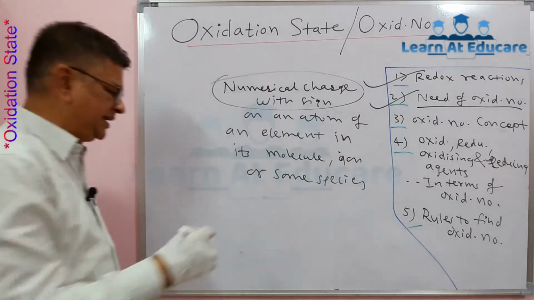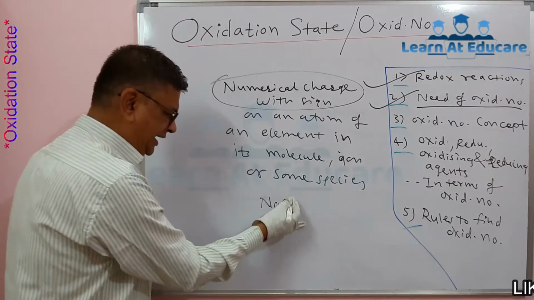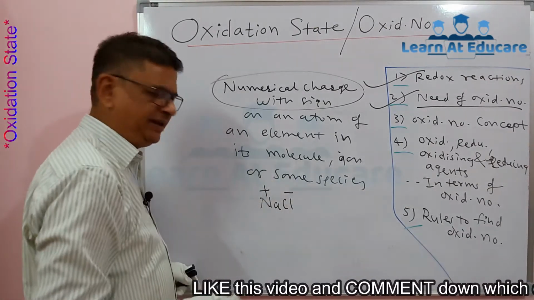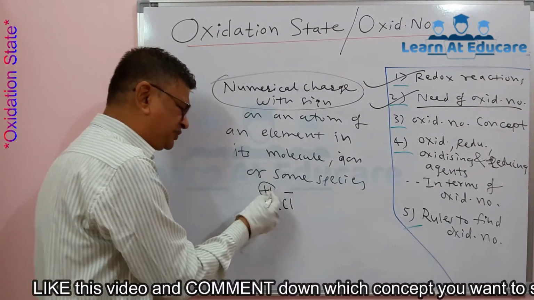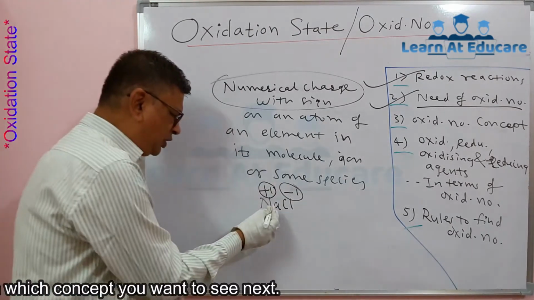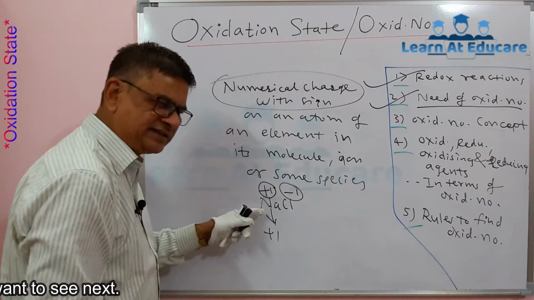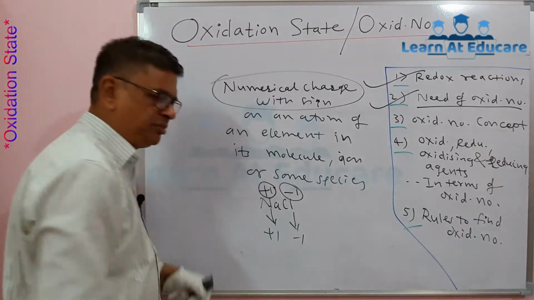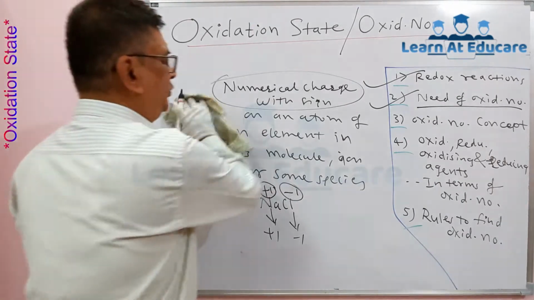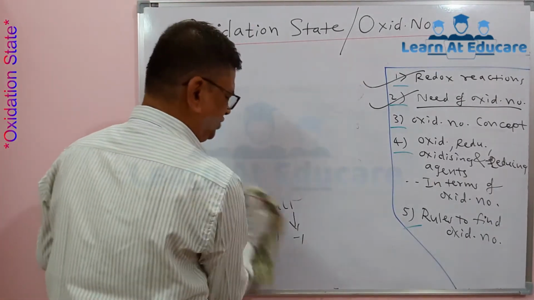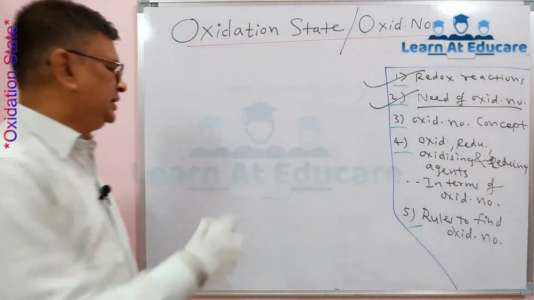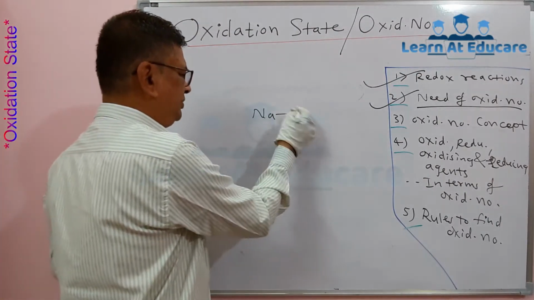We take the simplest example, sodium chloride NaCl, in which we know sodium has plus charge, chlorine has minus charge. Actually, sodium has plus 1 charge, chlorine has minus 1 charge. Hence, sodium's oxidation number is plus 1 in NaCl and chlorine's oxidation number is minus 1 in NaCl. Now, using this oxidation number concept, we will try to see the concept of oxidation and reduction.